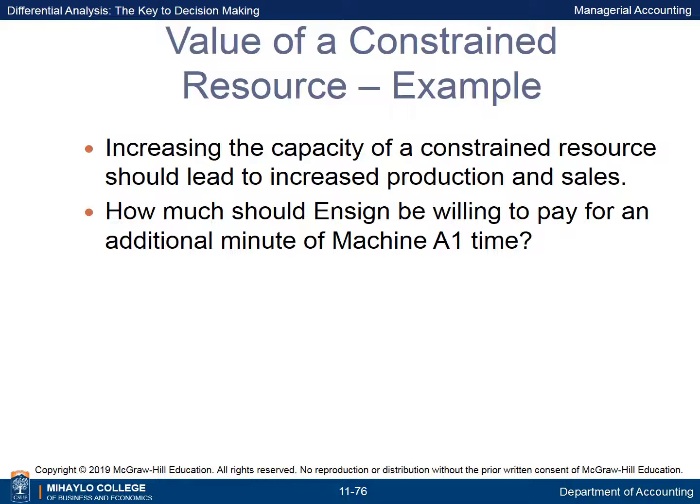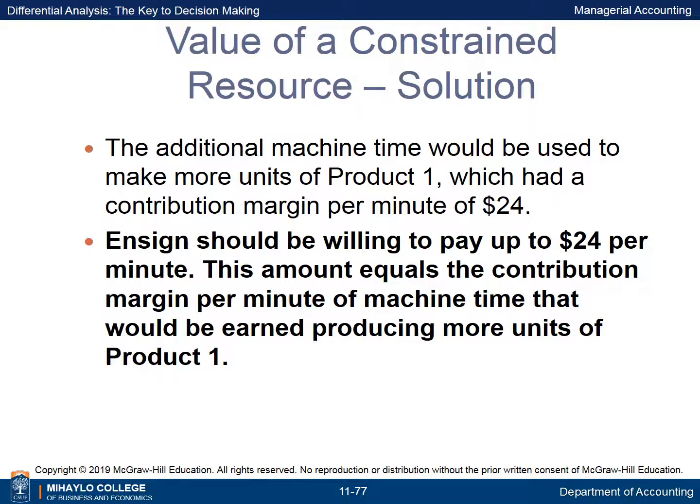How much should Ensign be willing to pay for an additional minute of A1 machine time? The additional machine time would be used to make more units of Product 1, which had a contribution margin per minute of $24. Ensign should be willing to pay up to $24 per minute. This amount equals the contribution margin per minute of machine time that would be earned producing more units of Product 1.